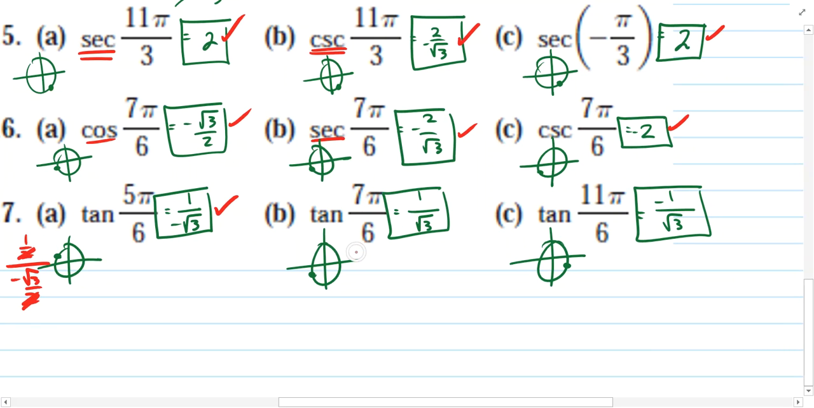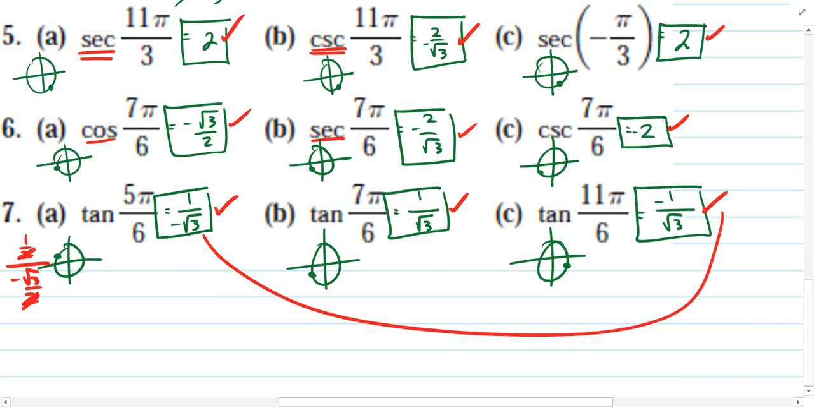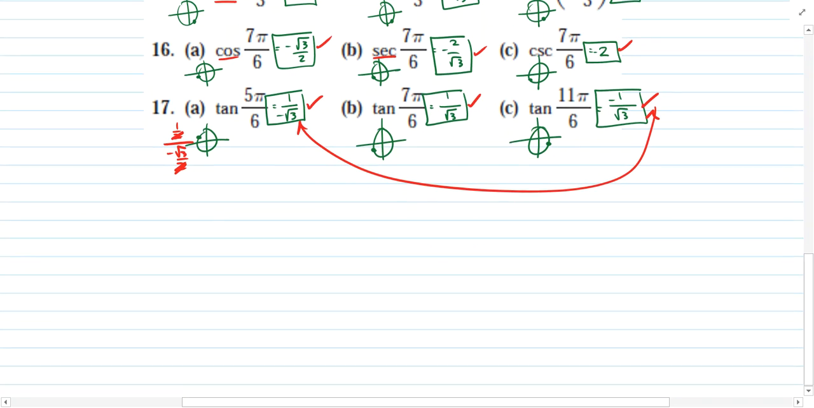For the tangent of 7 pi over 6, we want the y-coordinate, negative 1/2, divided by the x-coordinate, negative radical 3 over 2. Those two negatives will cancel, and we're left with 1 over radical 3. For the last value, the y-coordinate, negative 1/2, divided by the x-coordinate, positive radical 3 over 2, does produce the fraction negative 1 over radical 3. Keep in mind that whether you write the negative sign in the numerator or the denominator doesn't matter. As long as there's one negative symbol included, these two are equivalent. So tangent of 5 pi over 6 is the same as tangent of 11 pi over 6.